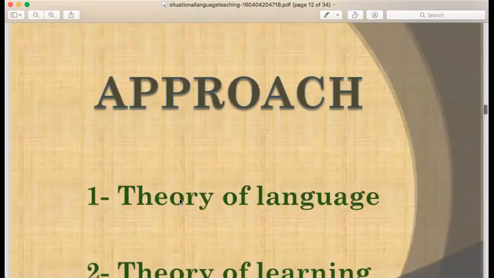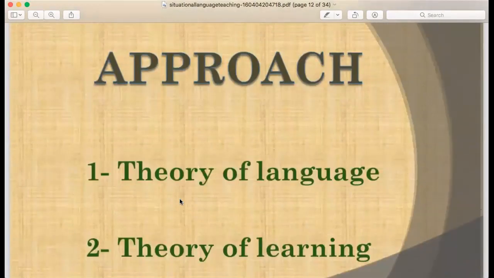Let's talk about the approach. We see two things while we are discussing the approach for any method. One is the theory of language, and the other is the theory of learning.